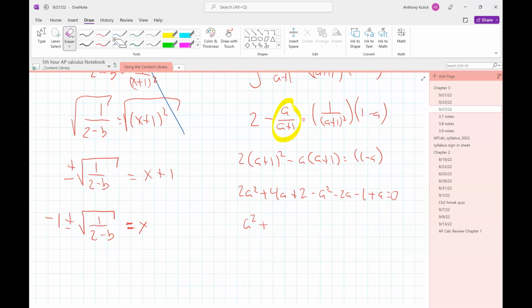Let's see. So those give me 1a squared, and then I have 4a, 2a, 3a, and then 2 minus 1 is 1.